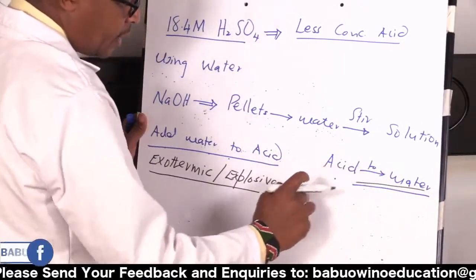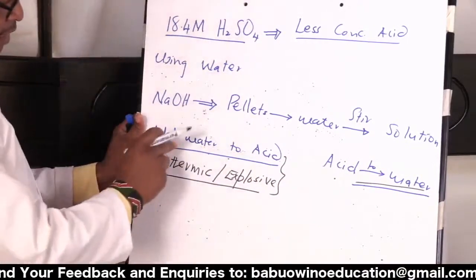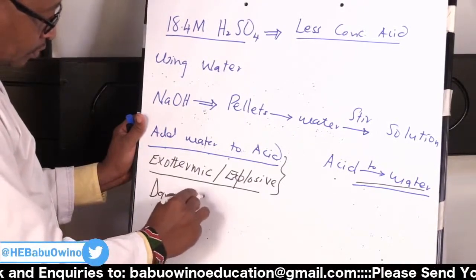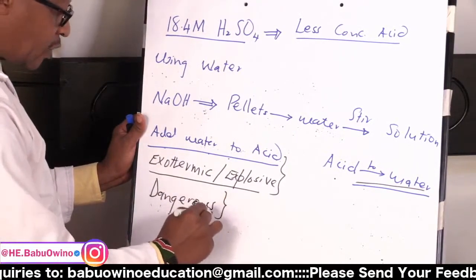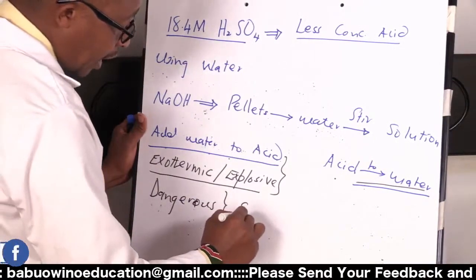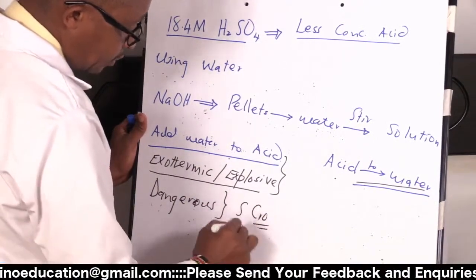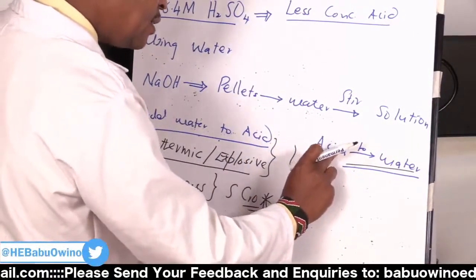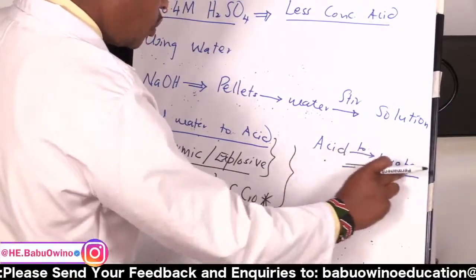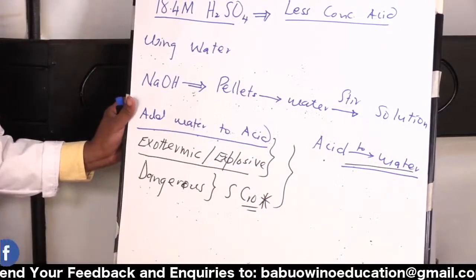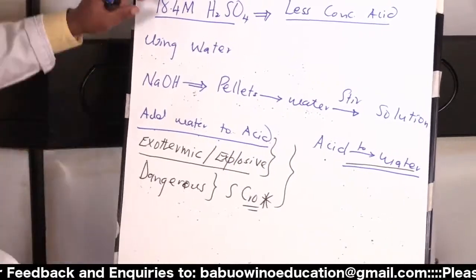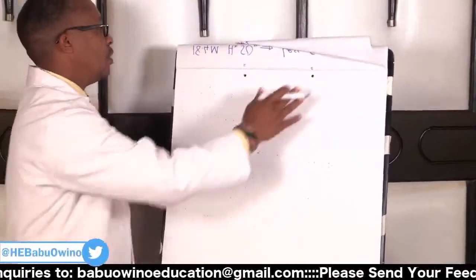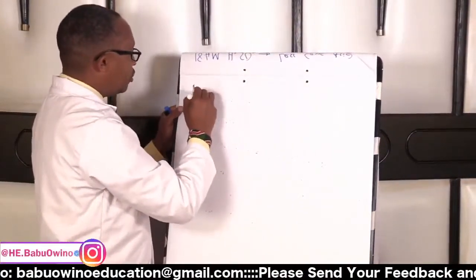So you find that in this case, this is a very dangerous move. Dangerous. This is like swimming in a swimming pool infested by crocodiles. This is dangerous. Never try this in school. You always add acid to water. You add acid to water when you are making this solution. Now from there, class, we move on to the next item of dilution.